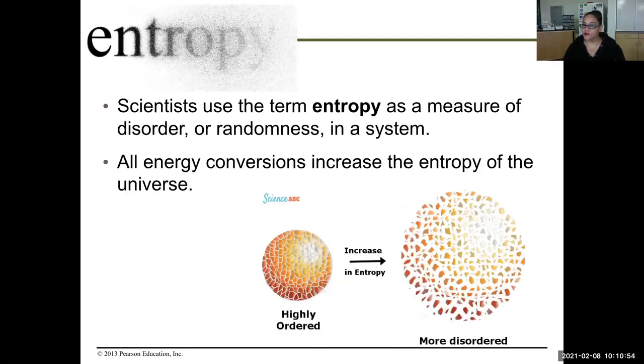Entropy. Scientists use the term entropy as a measure of disorder or randomness in a system. All energy conversions increase the entropy of the universe.